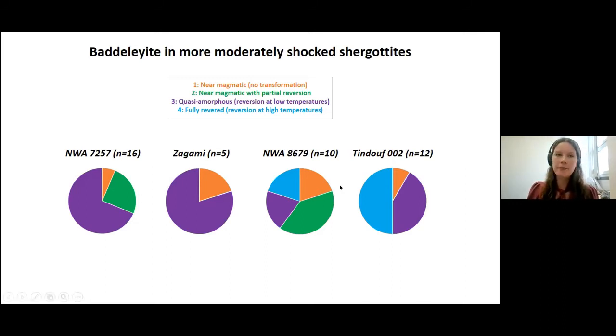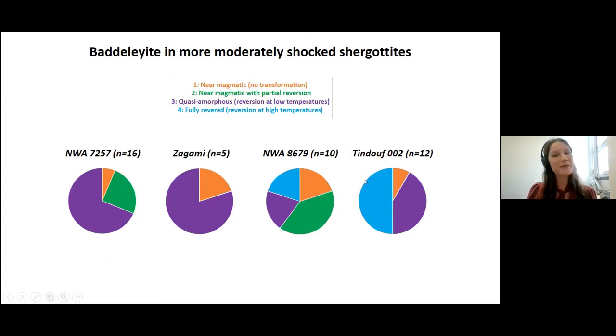8679 is a little bit different. We see less transformation to our orthorhombic zirconia polymorphs, but at sufficient post-shock temperatures to nucleate micron-scale baddeleyite. So even though these are at apparently comparable PT conditions from our usual diagnostic mineral features, we can actually pick out nuances of the shock metamorphism from baddeleyite.